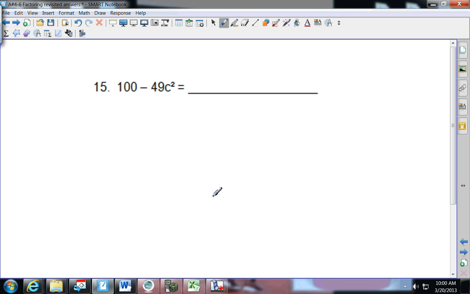Now, number 15. It's a perfect square. It's the difference of squares. See how there's a minus in between here? That means I'll be able to split it up. I'll have a plus and a minus.